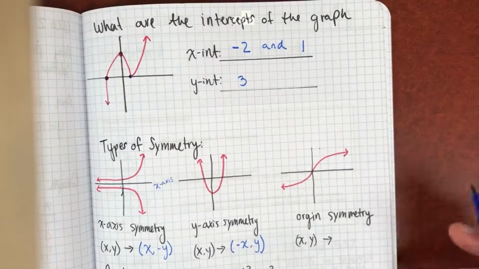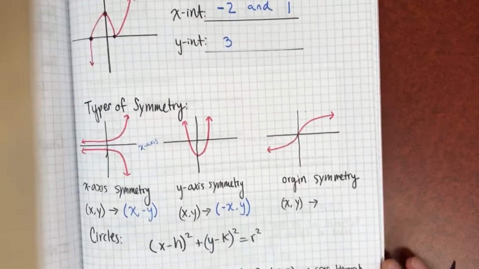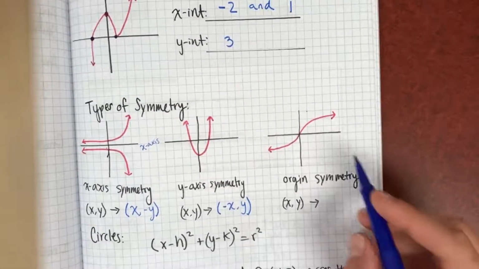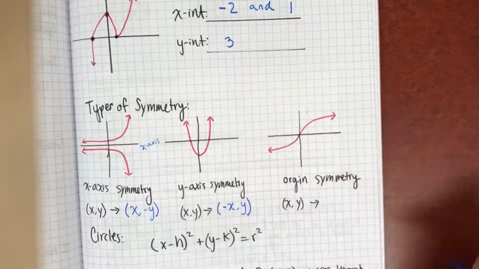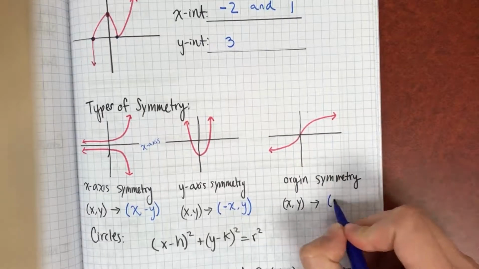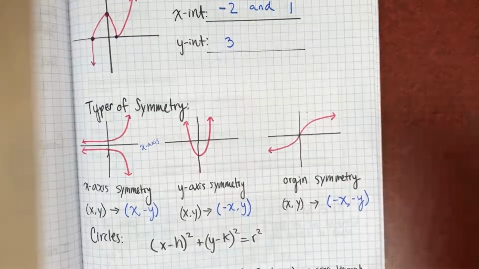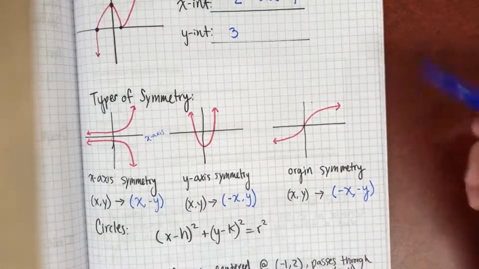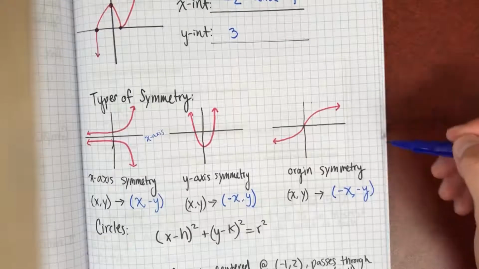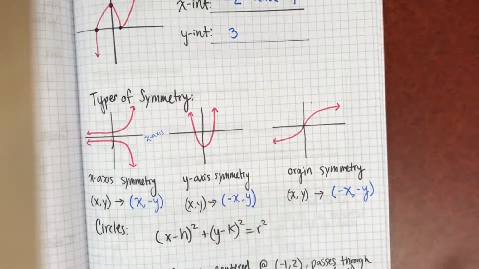And then finally, we've got origin symmetry. This one's a little strange, but we do see these types of functions a lot. Our point (x, y) changes to (-x, -y). You're probably not going to be asked a lot to see these, but it's nice to know them and be familiar with them.